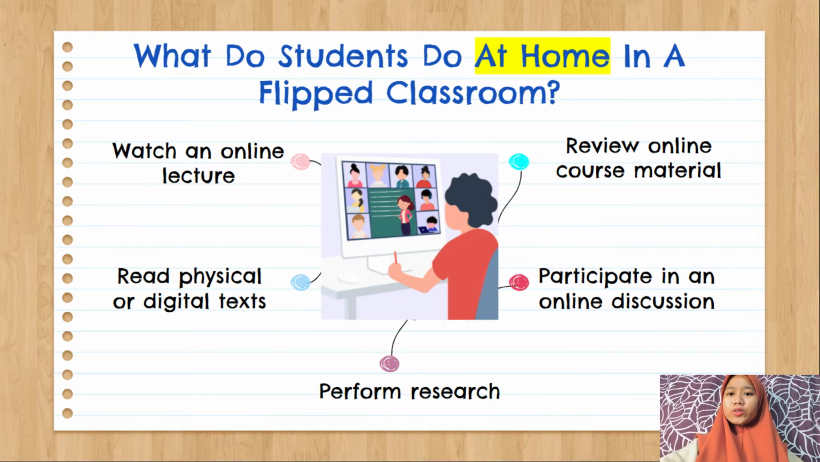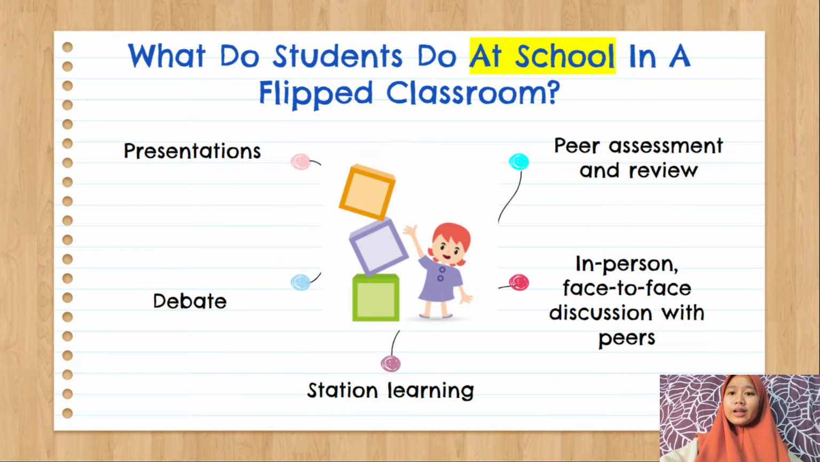Okay, next, what do students do at home in a flipped classroom? At home, the students might watch an online lecture, review the online course material, read physical or digital text, participate in an online discussion, and maybe also perform some research. Meanwhile, when they are at school, they can do flipped classroom activities such as face-to-face discussion with peers, debate, presentations, station learning, and also peer assessment and review.